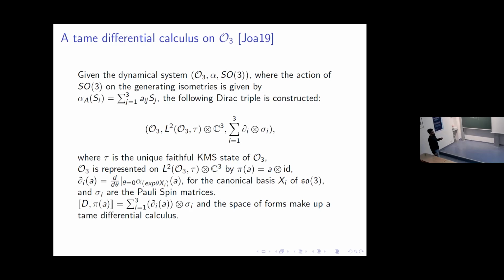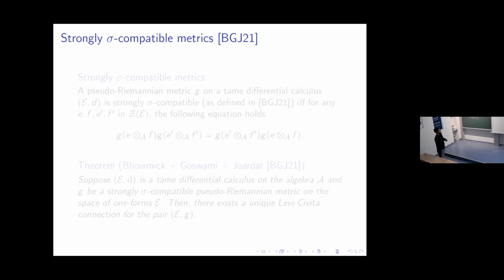Exactly as the space of forms of a spectral triple is constructed, this same construction gives a differential calculus on this system, and it is tame. Most importantly, this O3 does not admit a p-summable spectral triple. So yes, we are justified to depart a little from spectral triples. Since bilinearity, as I had said, is a really strong condition.